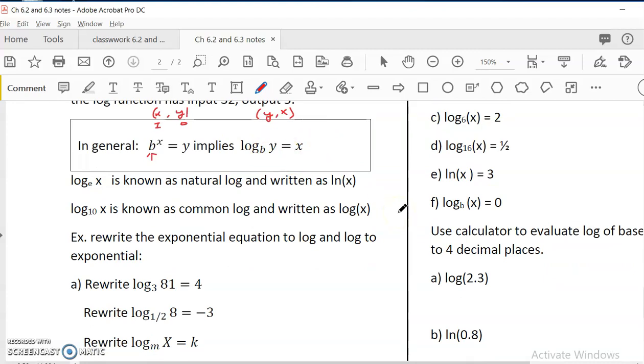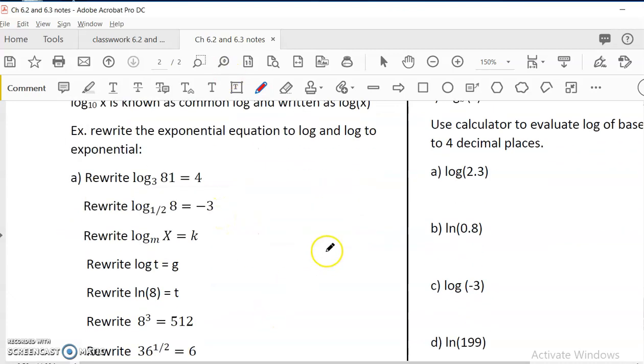Another thing you need to know is that the base b could be any number. In the special case when e is the base of the exponent, log base e is known as the natural log, and we abbreviate it as ln. So if you see ln x, that means log base e. Log base 10 is known as the common log, and it's written as log with no base. So if you see log with no base, that means log base 10.